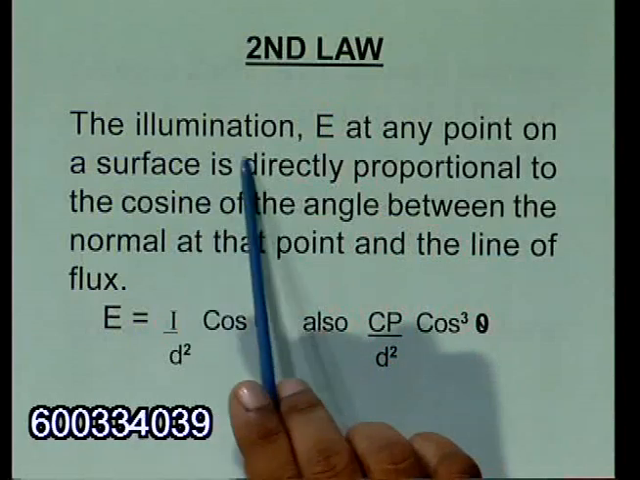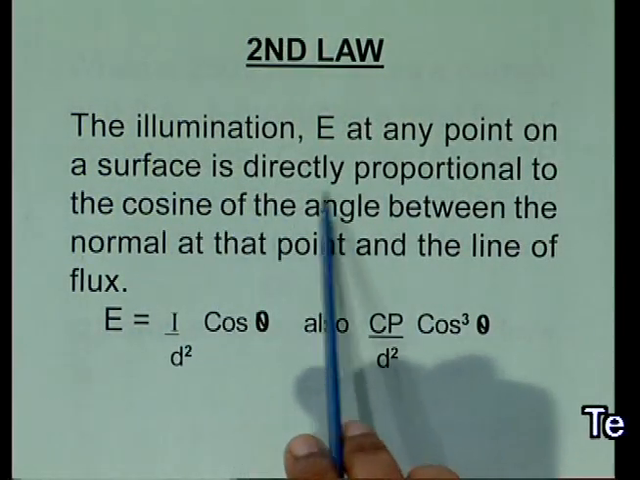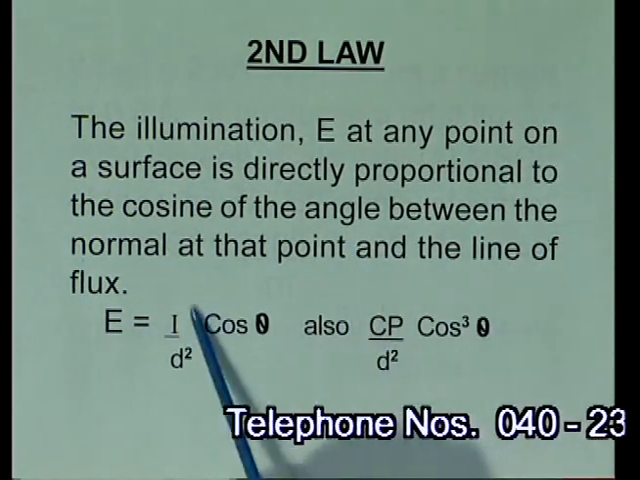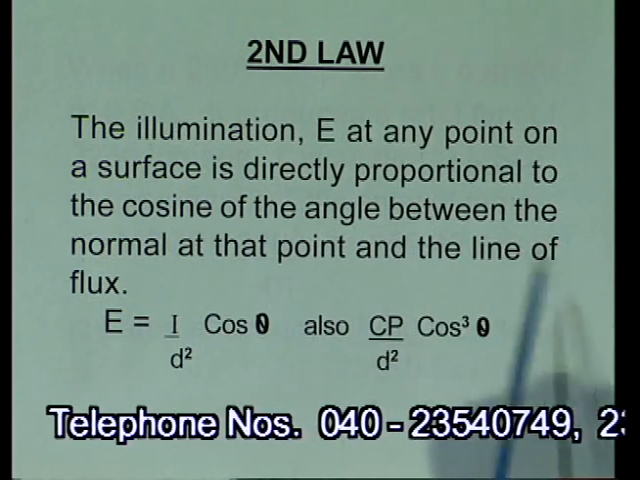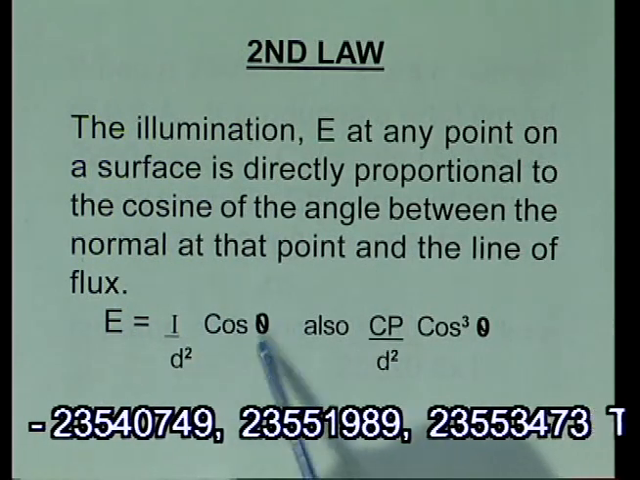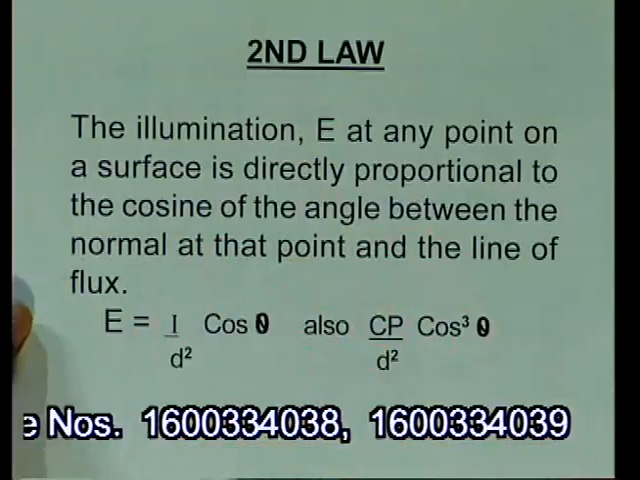So, the second law can be defined like this: the illumination E at any point on a surface is directly proportional to the cosine of the angle between the normal at that point and the line of flux. Therefore, E equal to I by d square cos theta, and sometimes not only cos theta, cube of cos theta also can be considered. Therefore, Cp by d square into cos cube theta.